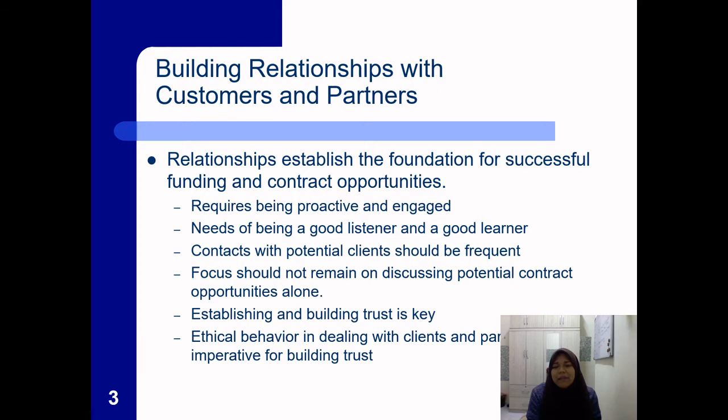When you're engaged to the problem, it shows that you are responsible for that problem. Okay, be a good listener. Listen and understand. Don't just listen, but you need to listen and understand. Make frequent contact with your clients because by that they know that you're really serious in getting the project. The focus should not be only on the contract opportunities alone, but maybe you can ask them whether they have any other problems, questions, or suggestions that they want to put in. It shows that you're really concerned about their ideas, and this is very important because it will create and develop trust. Trust is the key to a good relationship between your customers and your partners.